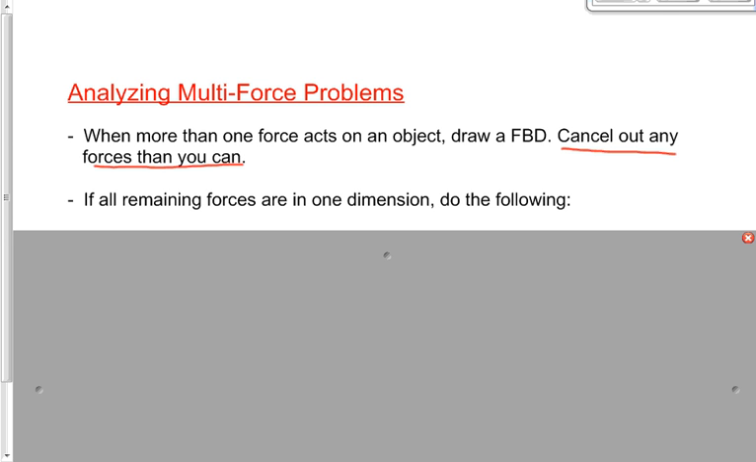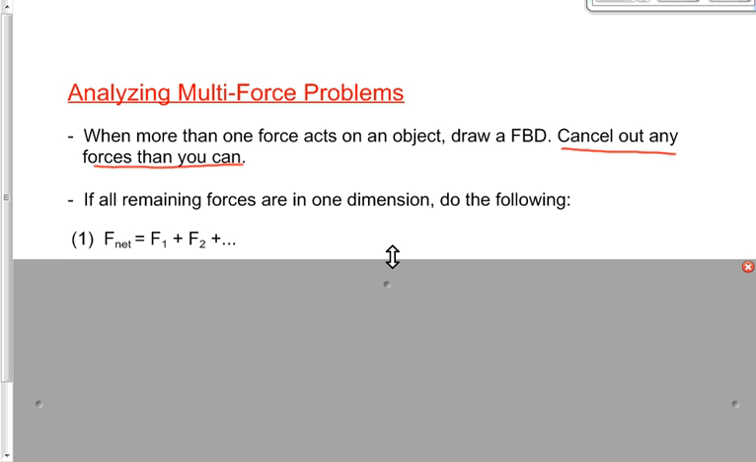Now, if all the forces that are left over are on one plane, X or Y, but not both, then do the following. If they're on more than one plane, you've got an X and a Y, well then we're going to tell you about that in about a week. For now, they're all going to be on X or Y. Do the following.